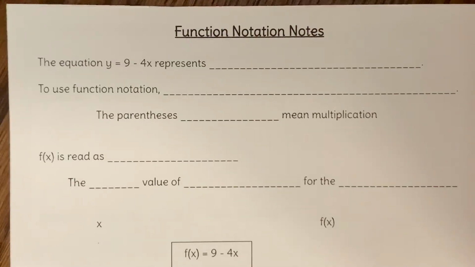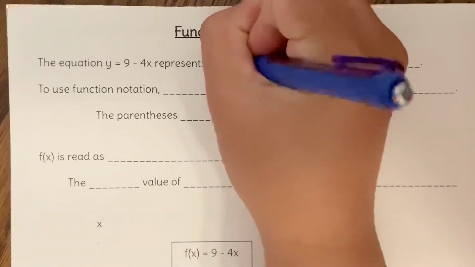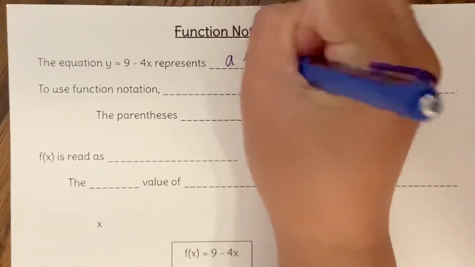Everyone. So tonight's notes are going to be on function notation. It's just a slightly different way of writing equations than what we're used to in 8th grade. So to start off, let's say we have the equation y equals 9 minus 4x. That's like an equation that you guys have seen in 8th grade. Well, we're going to say that represents a function, and I'm going to explain that in a little bit.